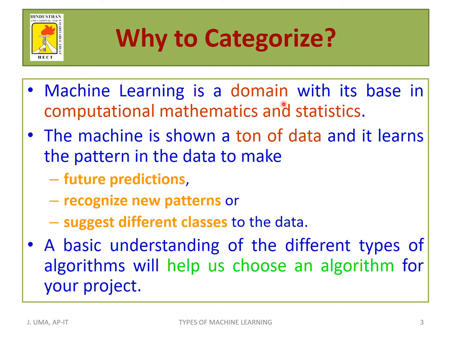Machine learning is a domain with its base in computational mathematics and statistics, as we all know. It will have tons of data, as I said, and based upon this big data, it learns on its own to do future prediction, to recognize a new pattern, or even to distinguish between two different classes of data. A basic understanding of these different types of algorithms will help us choose an algorithm for the betterment of your project implementation. So let us look into the types of ML in the future slides.